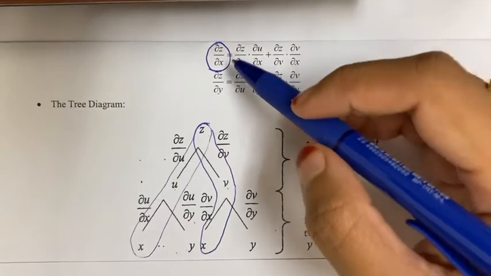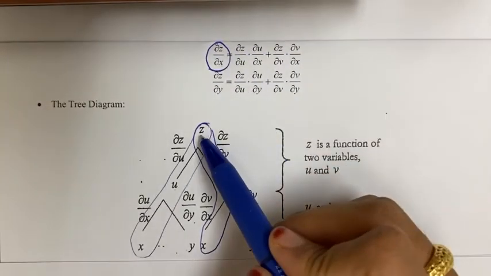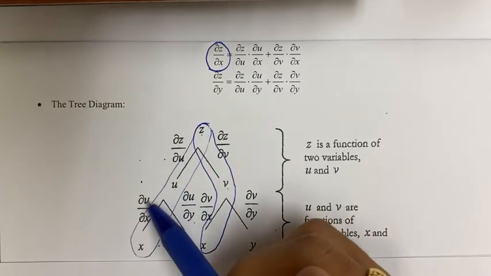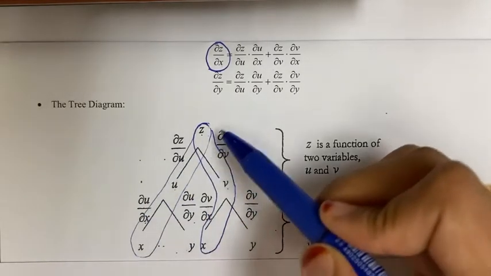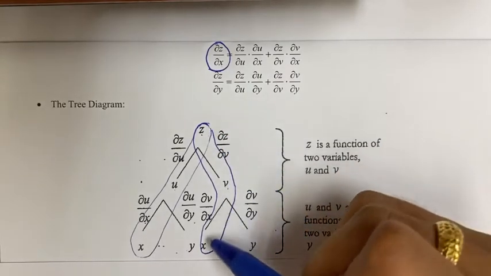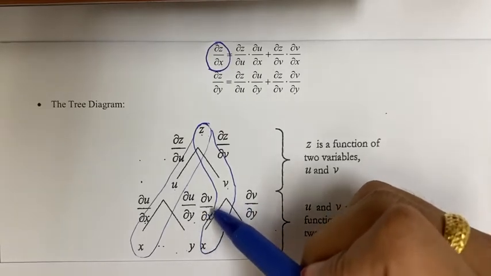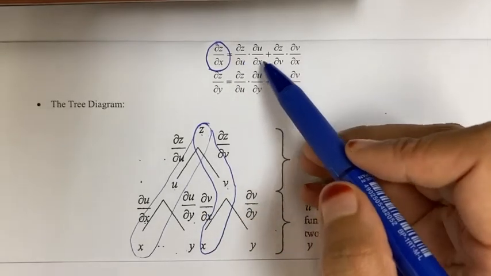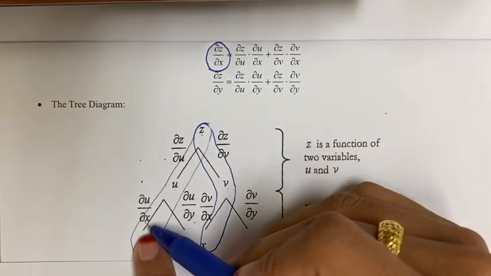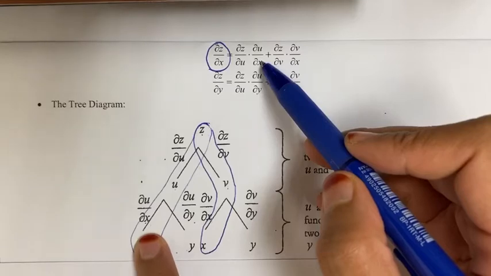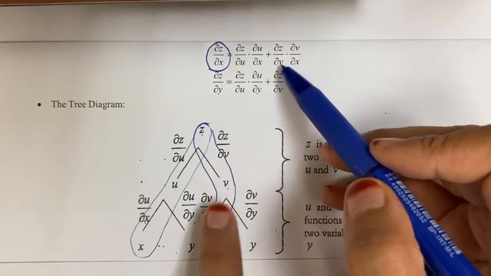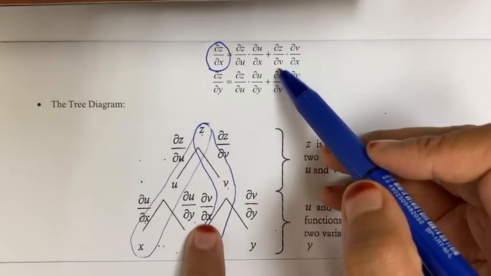So to find del z over del x, from z to u, you can find del z over del u. And then from u to x, you can find del u over del x. And then from z to v, you find del z over del v, and then v to x, you find del v over del x. So that's why, for this one, you have del z over del u multiplied by del u over del x, plus, with another branch here, del z over del v multiplied by del v over del x.